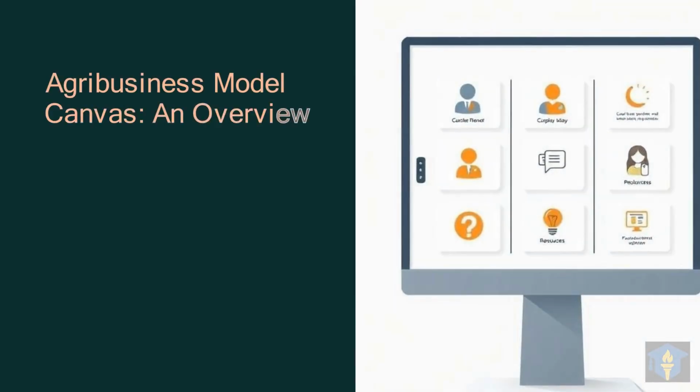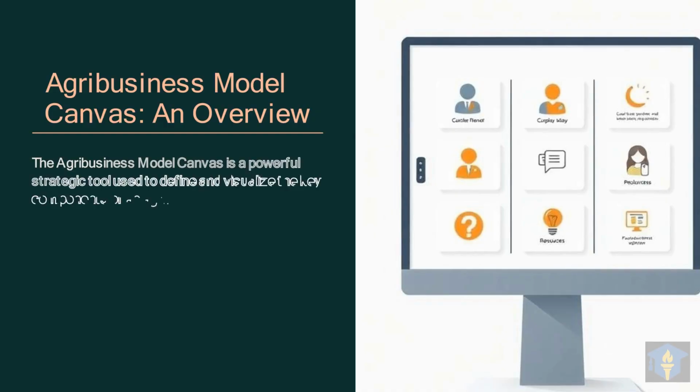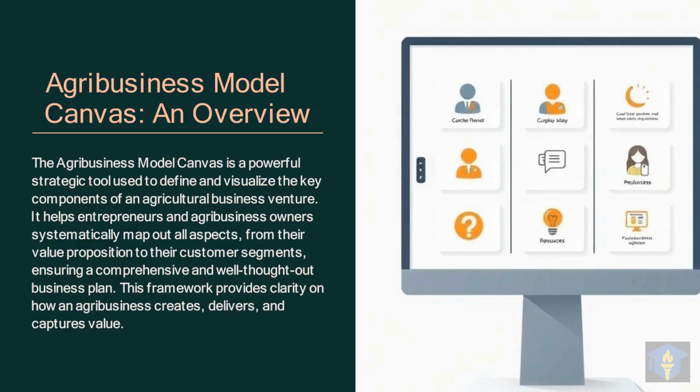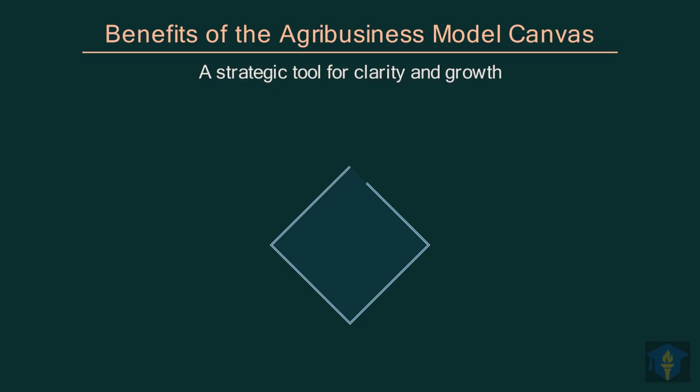Let's now explore the agribusiness model canvas, which is an important strategic tool for agricultural businesses. This powerful framework helps define and visualize all key components of agricultural business ventures systematically. Now, let's examine the various benefits of using the agribusiness model canvas in your operations. This strategic tool provides exceptional clarity and supports sustainable growth for agricultural businesses.